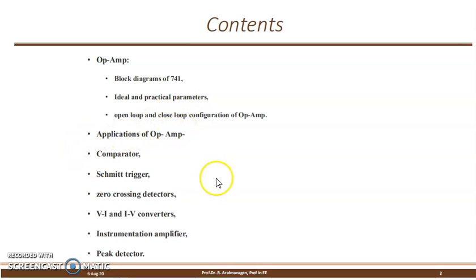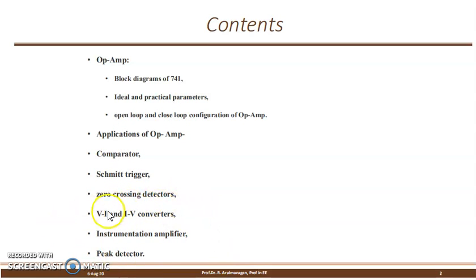Okay, the next one is application-wise. There are three applications: comparator, zero crossing detector. These two are open loop systems. Comparator and zero crossing detector are open loop systems. Schmitt trigger is called a closed loop system. That's all. After that, these are three small topics.